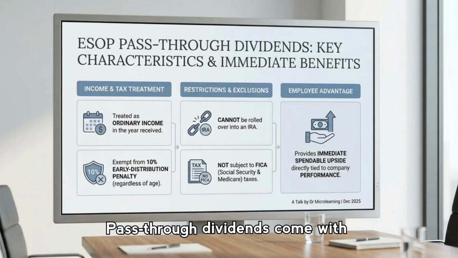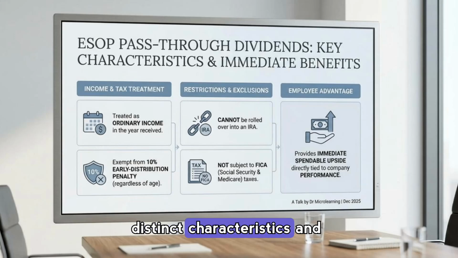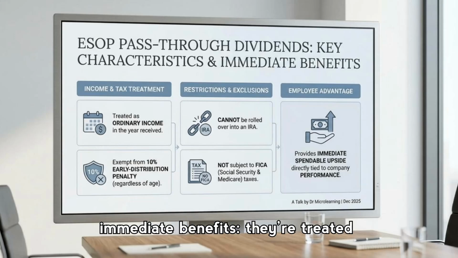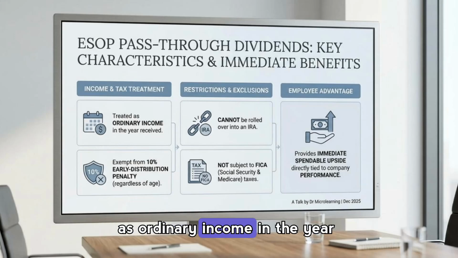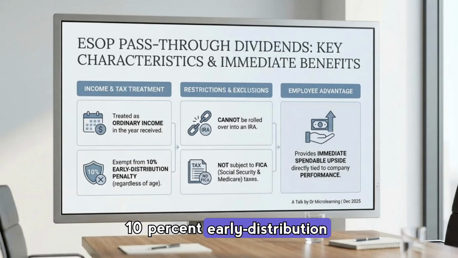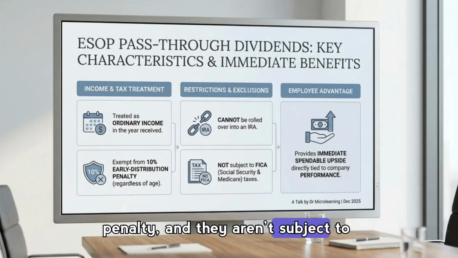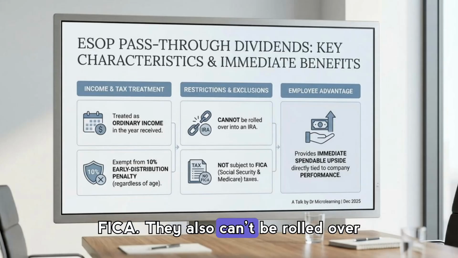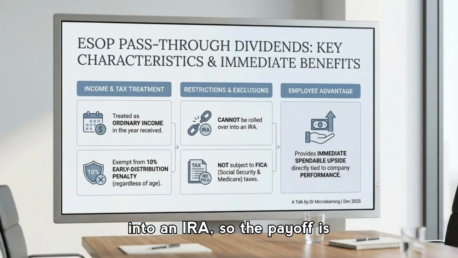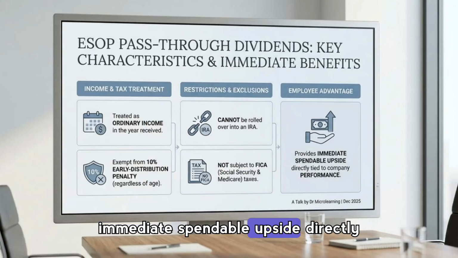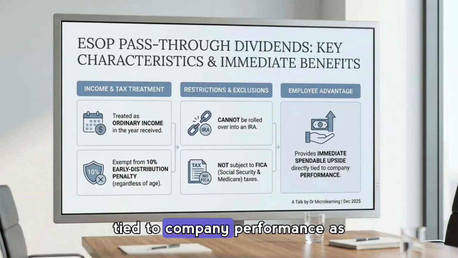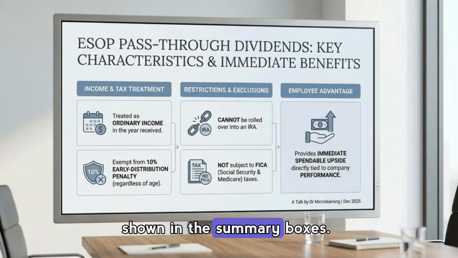Pass-through dividends come with distinct characteristics and immediate benefits. They're treated as ordinary income in the year received, but are exempt from the 10% early distribution penalty, and they aren't subject to FICA. They also can't be rolled over into an IRA, so the payoff is immediate spendable upside directly tied to company performance, as shown in the summary boxes.